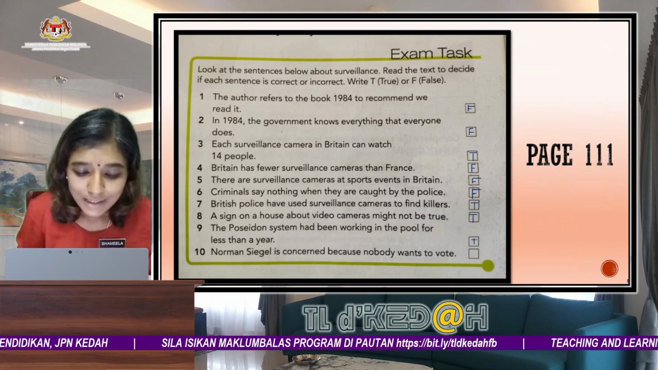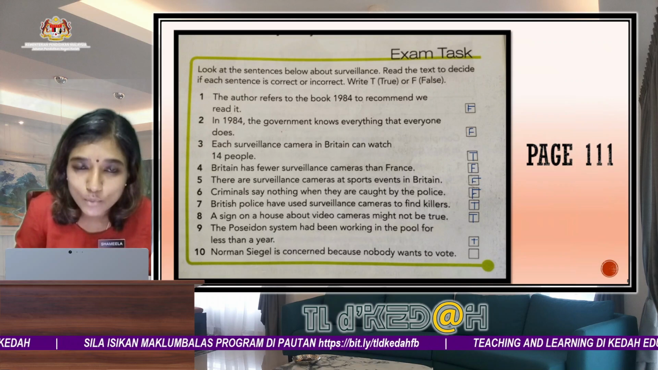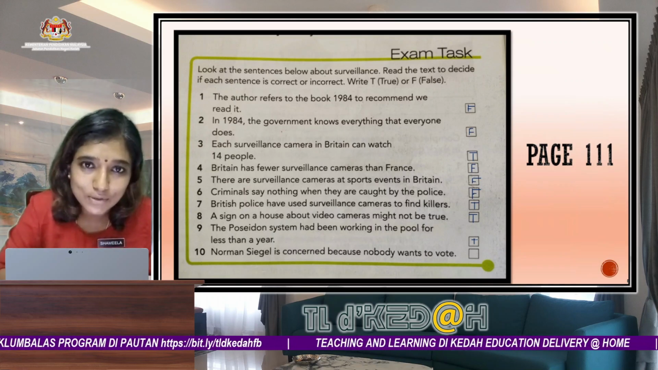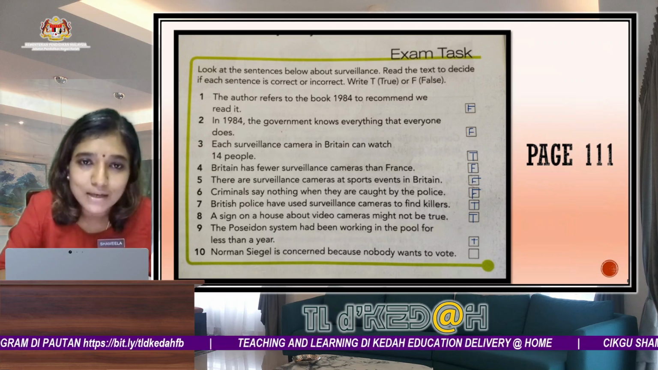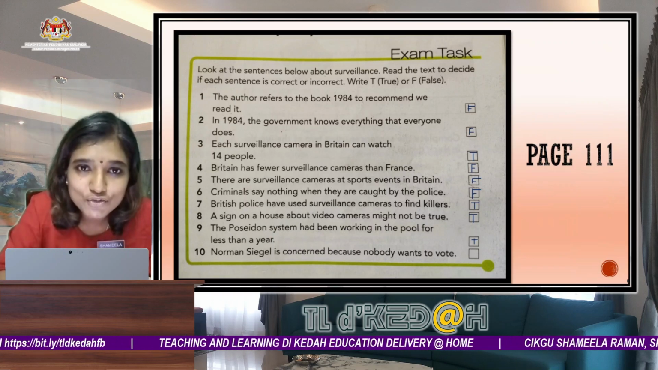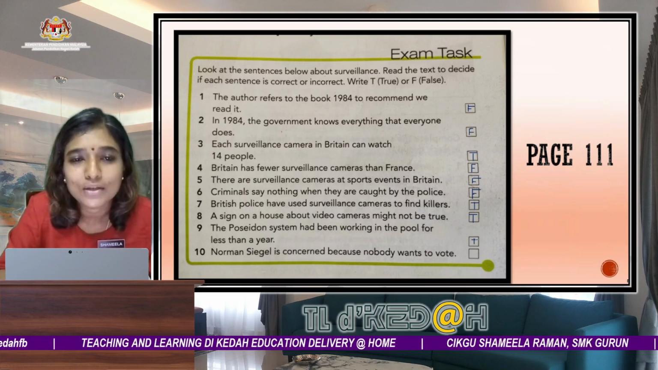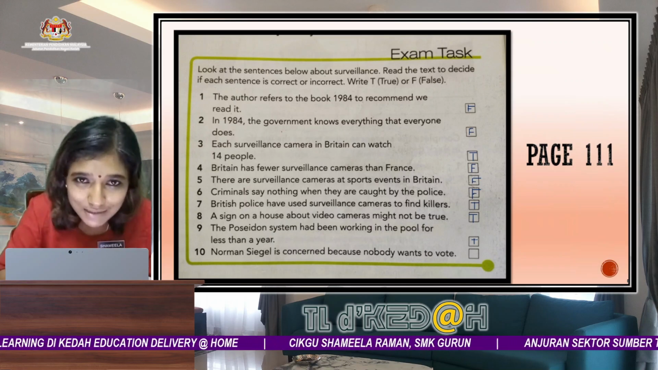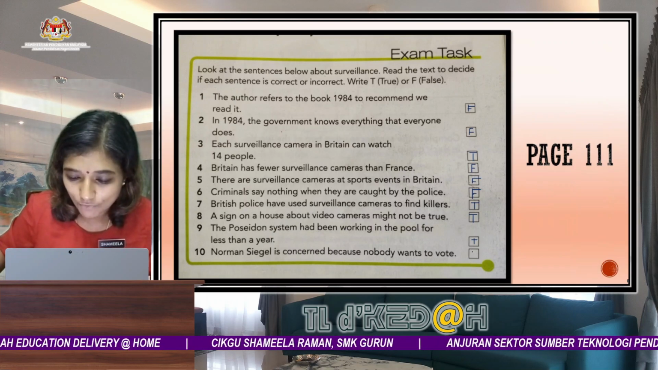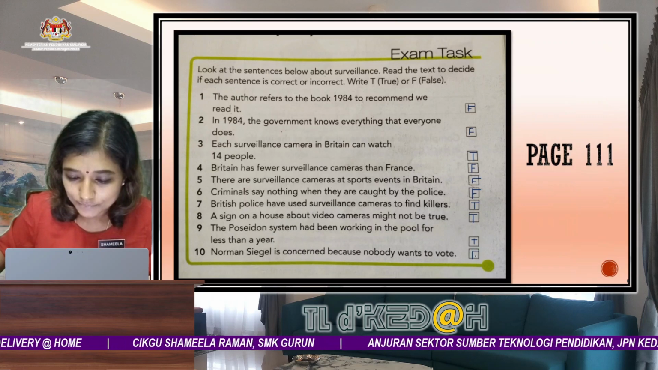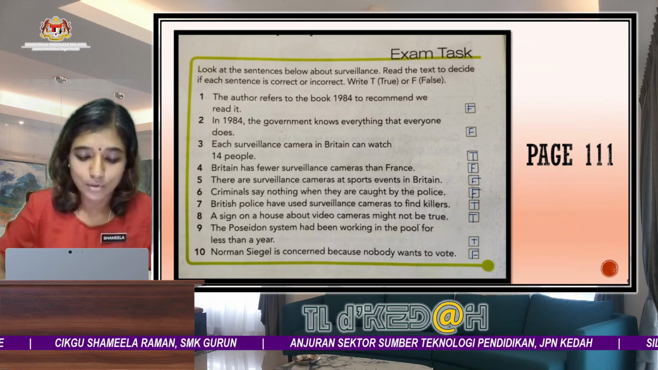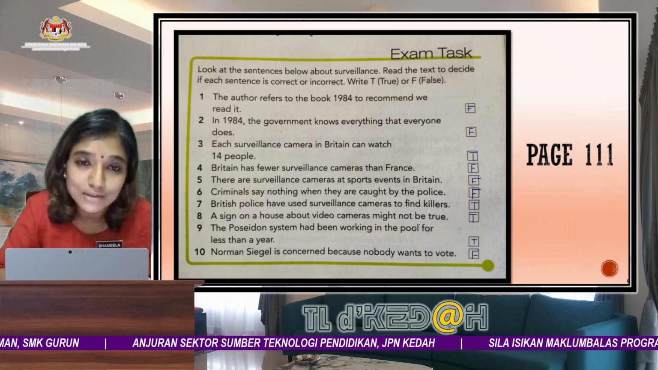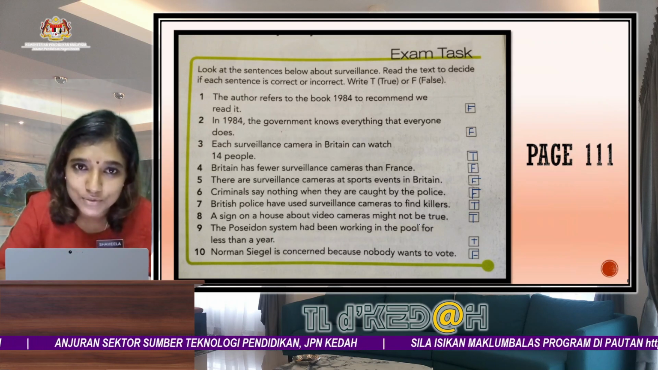The man here is concerned because nobody wants to vote. Okay, he talked about voting, yes, but he's not concerned about not voting. He says the public should be given a chance to vote yes or no on using surveillance cameras and equipment. So they twisted the idea a bit, so it's going to be false. So I'm very sure we need to apply skimming, scanning, and close reading. You have to go back to the text.